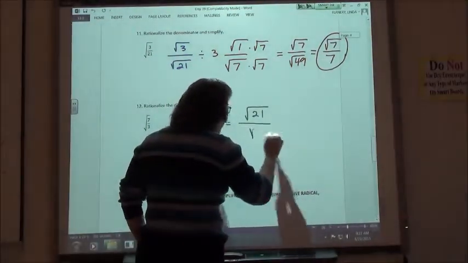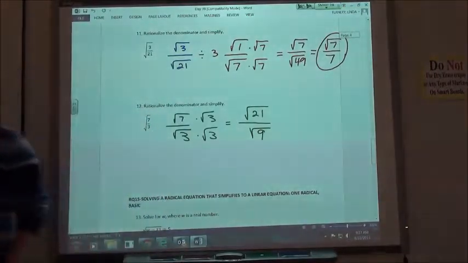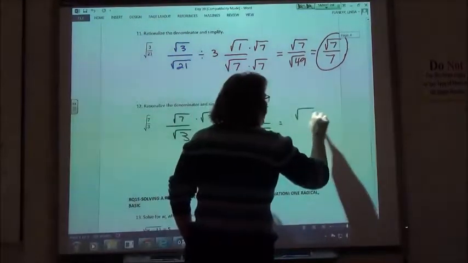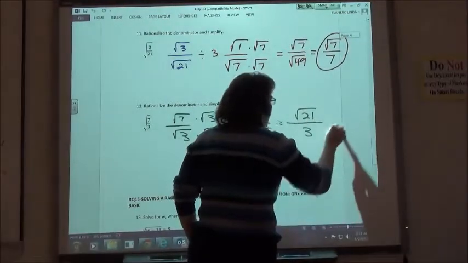Right, 21 over 9 is not the same thing as the square root of 21 over the square root of 9, because now I have to do my square roots, or the only one I can do. So my answer is going to be square root of 21 over 3.